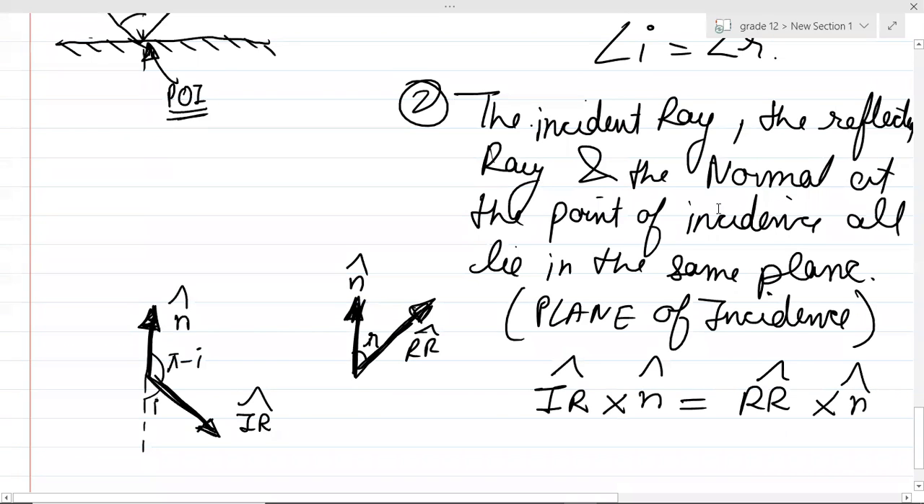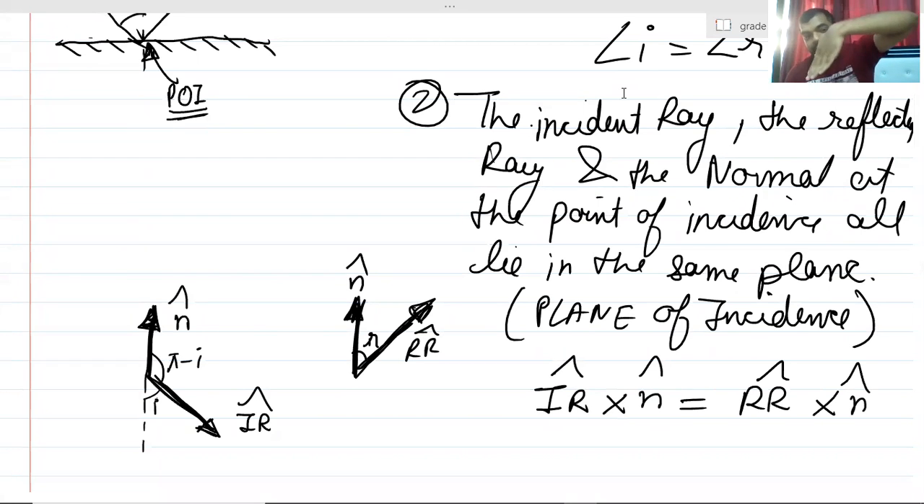Can you see the cross product, guys? The incident ray is like this. The normal is like this. So can you see from here to here, the thumb is pointing towards me. And similarly, RR and n is over here, so here also the thumb is pointing towards me. In both cases, the answer will be a unit vector only.